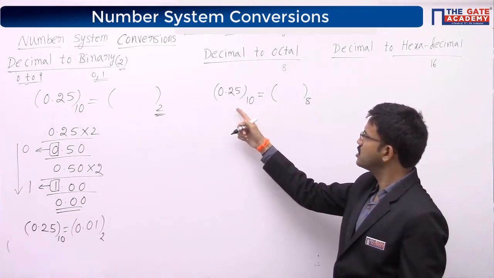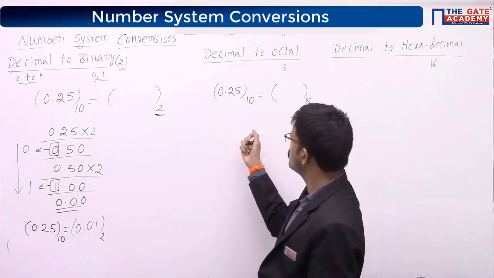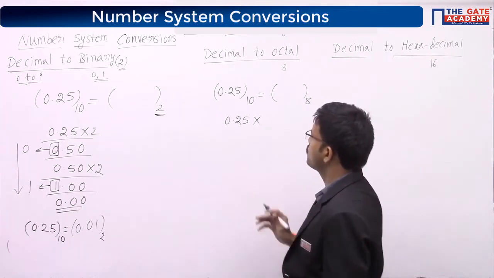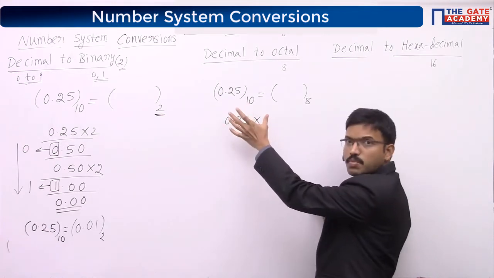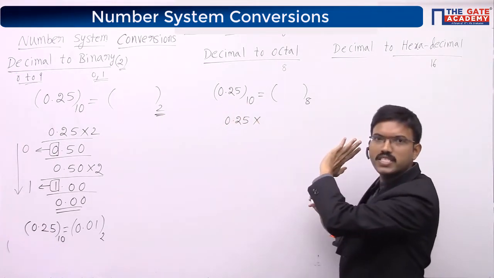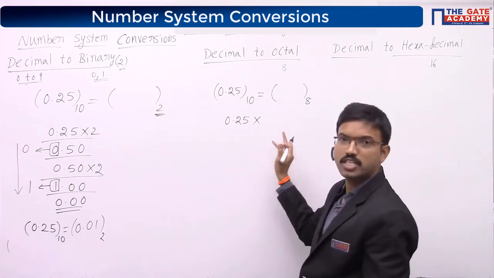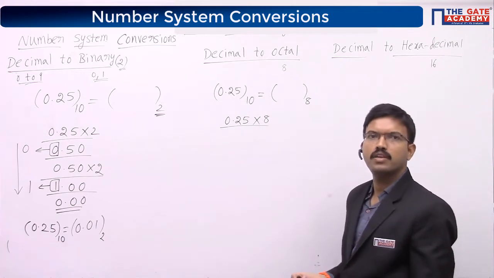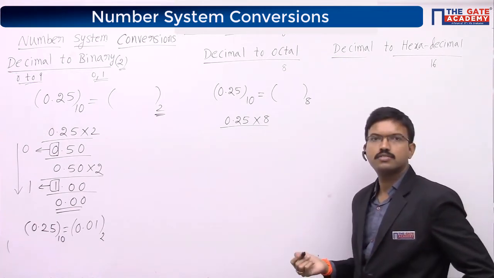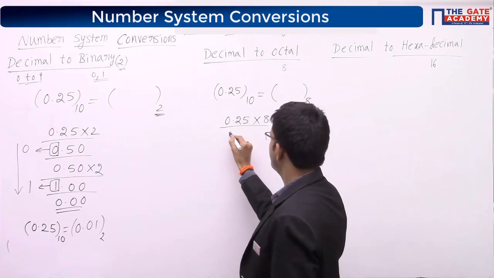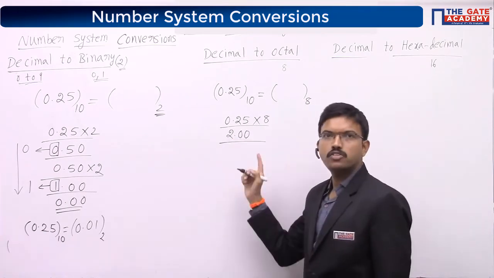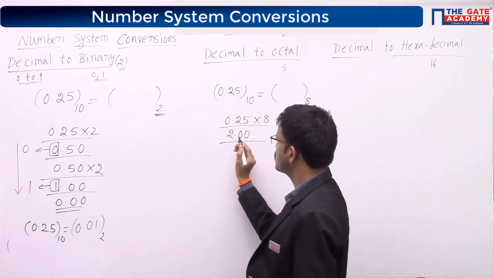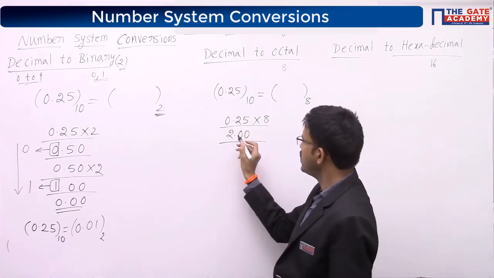Convert this decimal number into an octal number. Here we have to do repetitive multiplication with 8. See, here we have the fractional part of the decimal number. We want to convert into base 8. So here we will do repetitive multiplication with 8. 0.25 into 8. How much are you getting? 0.25 into 8 is 2.00. So in this case, to the left of the radix point, I have the integer 2.